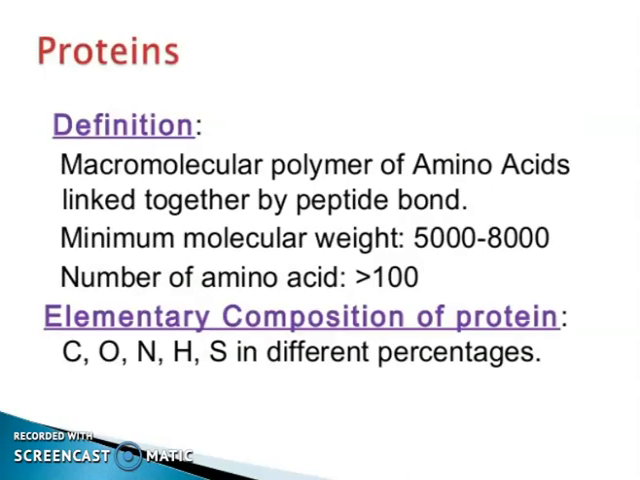Definitions: proteins are macromolecular polymers of amino acids linked together by peptide bonds. Minimum molecular weight is 5,000 to 8,000. Number of amino acids is greater than 100. Elementary composition of protein: carbon, oxygen, nitrogen, hydrogen, and sulfur in different percentages.